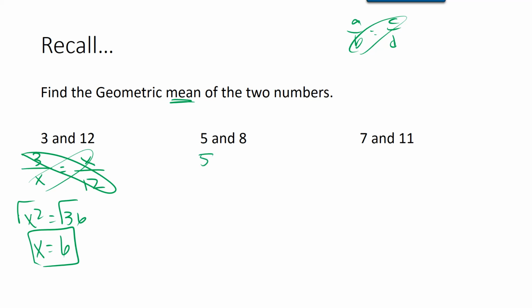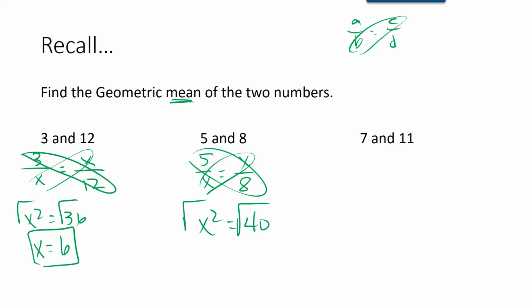So we do the same thing here on the second example. 5 over x equals x over 8. Really, this can be an automatic setup when we're finding the geometric mean. The two numbers fill the extremes, the x's fill the means. It's the same setup every time. We get x squared. 5 times 8 is 40. We square root both sides. Well, x equals the square root of 40.